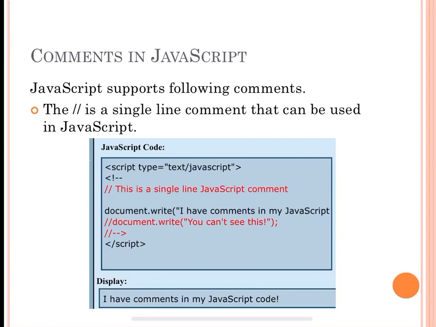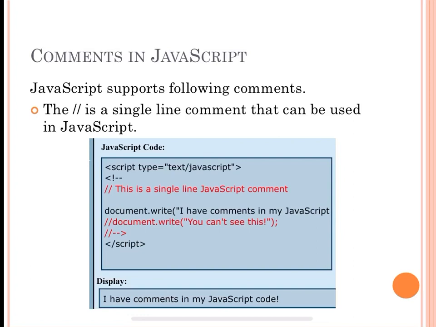Okay. Then again you can see next in red, that is double slash document.write. You can't see this. This line we have commented, so it will not be displayed in the output. Then close the script tag. So now you can see down the output. The output is "I have comments in my JavaScript code."